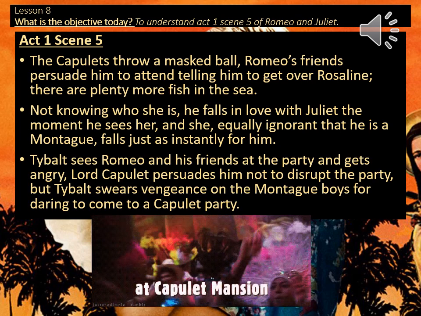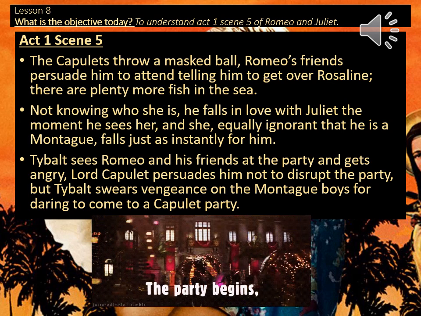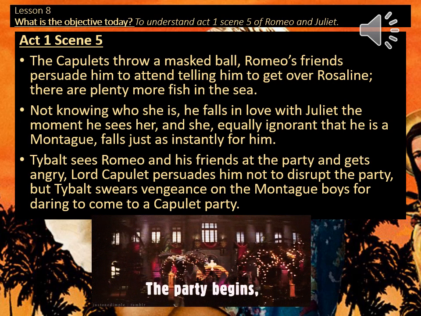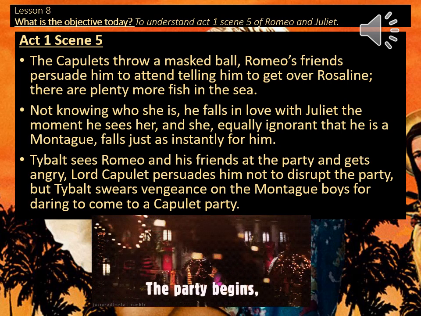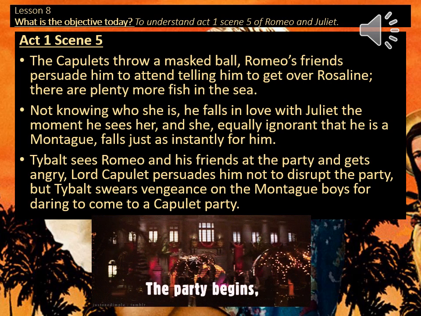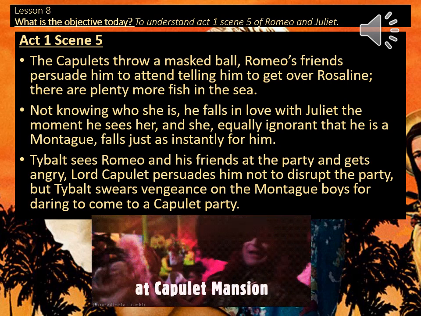In this scene, Tybalt sees Romeo and his friends at the party and gets really angry, but Lord Capulet persuades him not to disrupt the festivities. But Tybalt swears vengeance on the Montague boys for daring to come to a Capulet party.